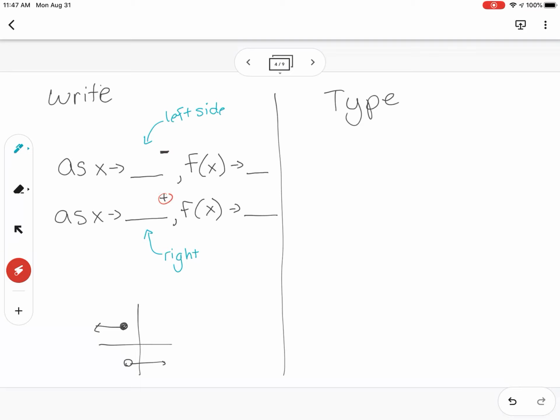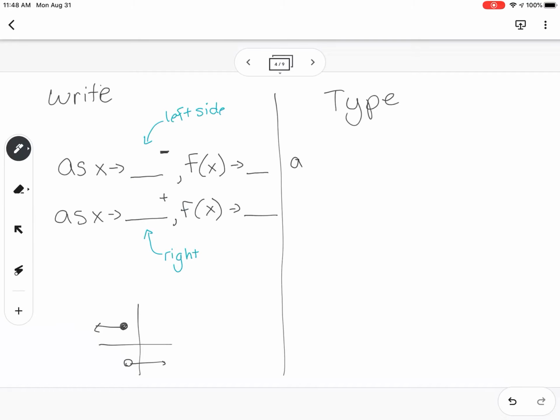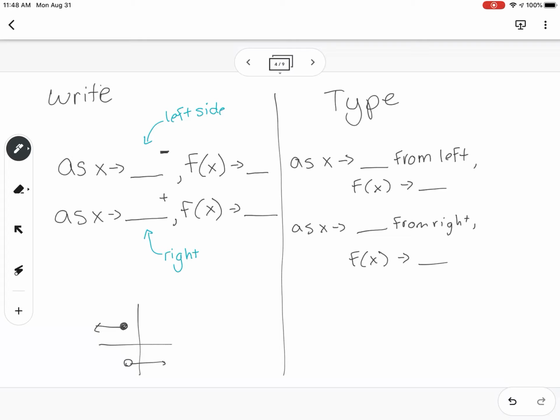Now these can be hard to type depending on what program you're using. Like if you were typing in a Google Doc, you could do it, but if you're typing on GoFormative, they don't really have any way for you to do that easily. So I'm going to show you what you can do. If you want to type it and you can't do those little symbols, you can say as x approaches blank from the left, the function does this. As x approaches blank from the right, f of x approaches blank.